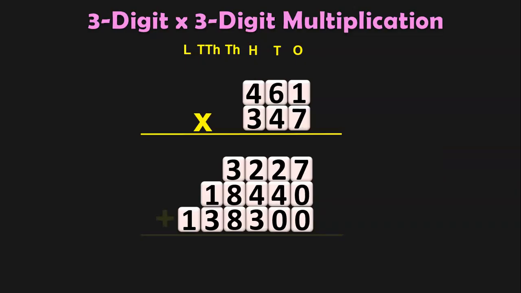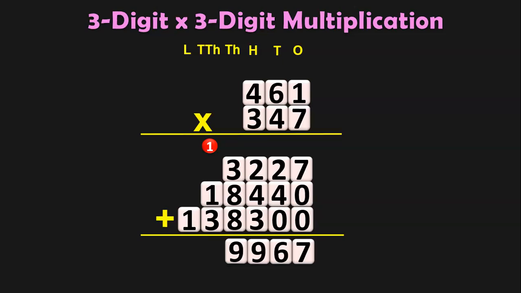After you have obtained all the 3 products, you have to add them. Begin addition from the ones place. 7 plus 0 is 7. 2 plus 4 is 6. 6 plus 0 is 6. 2 plus 4 is 6. 6 plus 3 is 9. 3 plus 8 is 11. 11 plus 8 is 19. 9, carry over 1. 1 plus 1 is 2. 2 plus 3 is 5. And in the lakhs place, write down 1.